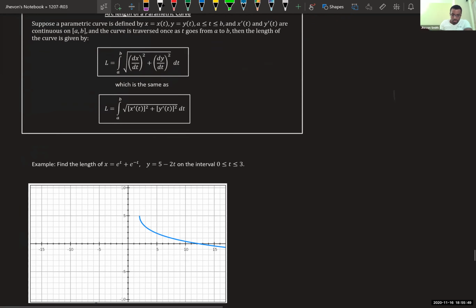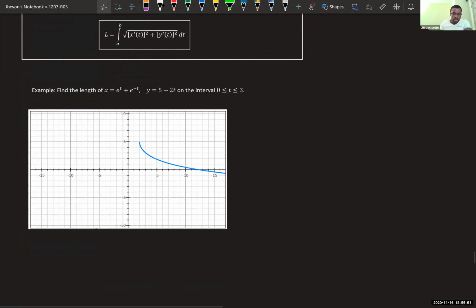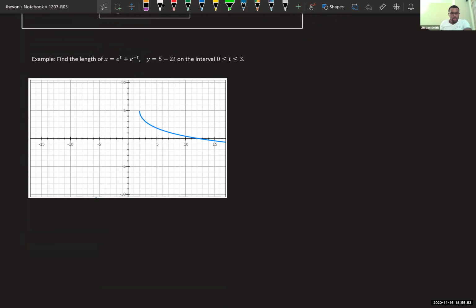So, for example, here is a parametric curve. x equals e to the t plus e to the minus t, y equals 5 minus 2t, and I'm looking at t going from 0 to 3. Now I want to find the length of that curve. That curve is what's depicted here. I want to find out how long it is.